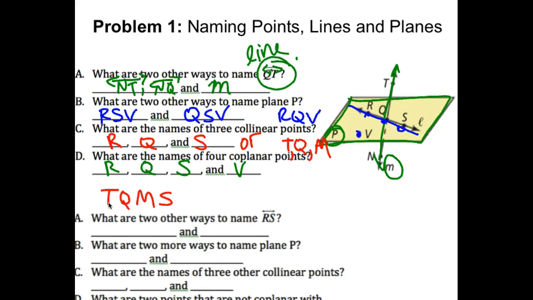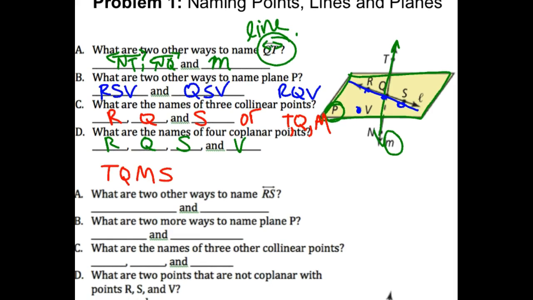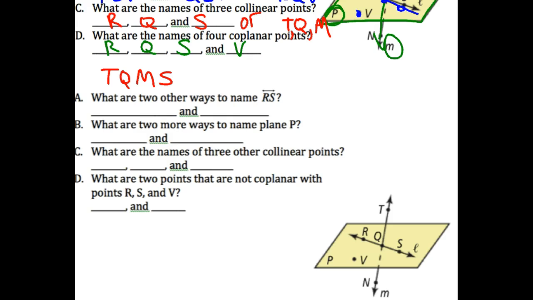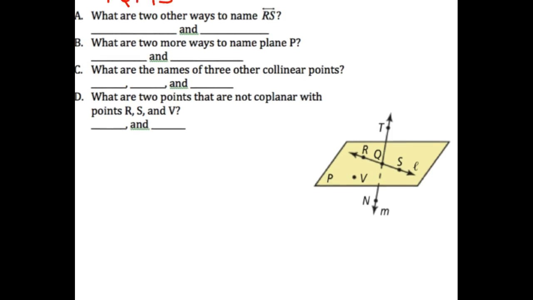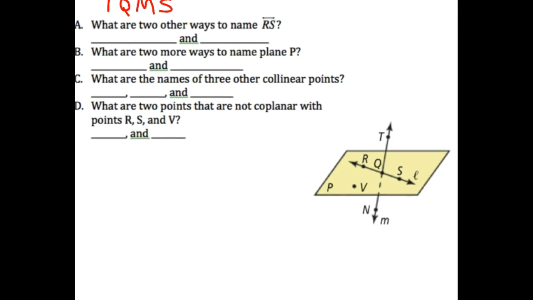So what I'd like you to do next is to pause the video and try to complete all 4 of these questions with the drawing given to you again. So pause the video and see what you can do. For A, I found 3 other ways to name RS. You could say line RS, you could say line QS, line QR, or line L.